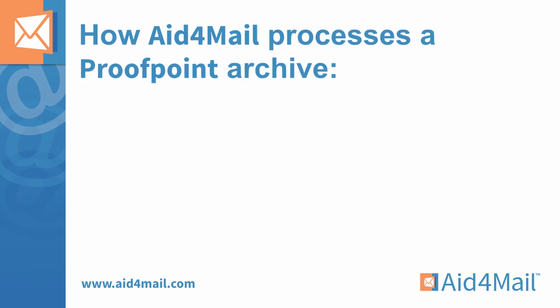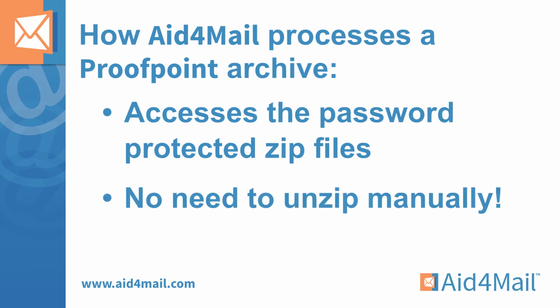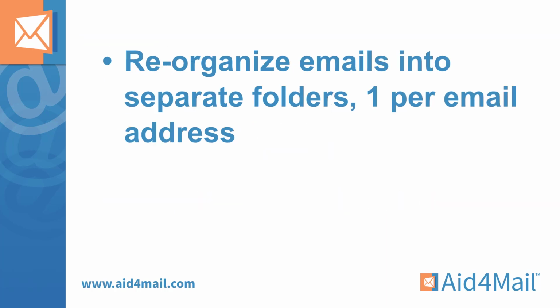Here's how Aid4Mail 5 can help you process your Proofpoint archive. First, it can access the password-protected zip files in their native format. This means you don't need to unzip all the files. Second, it can process and reorganize all the emails so that the emails for each email address are saved in a separate folder. The parent folder containing each user's emails uses the email address as the folder name.